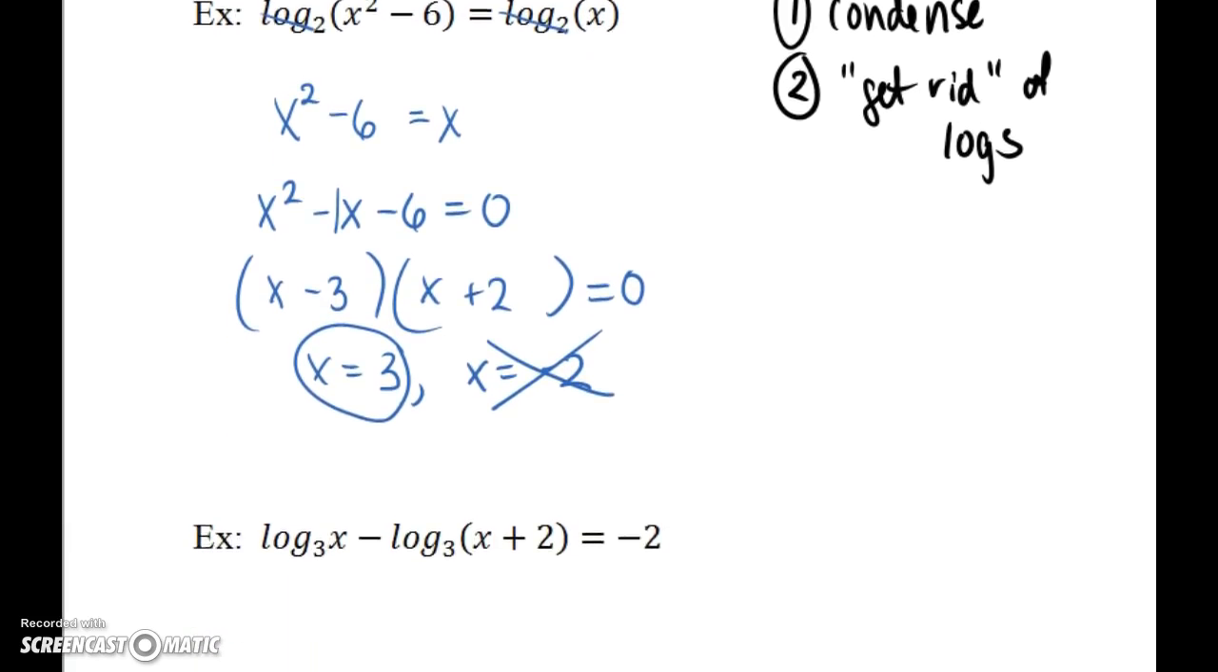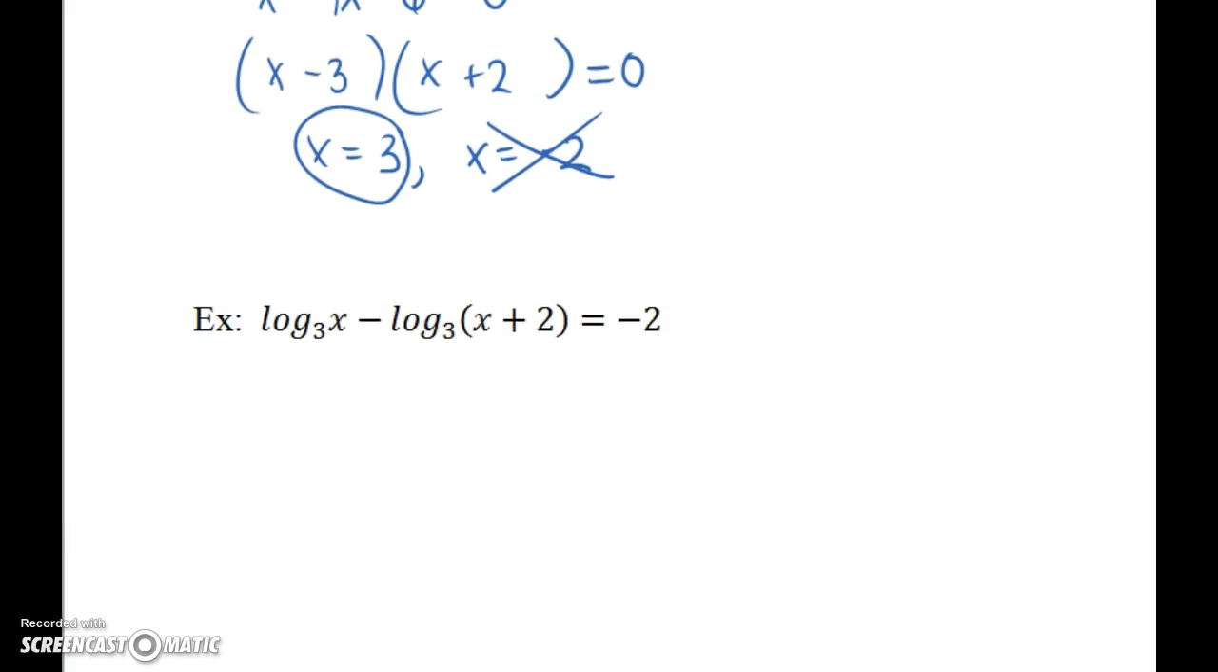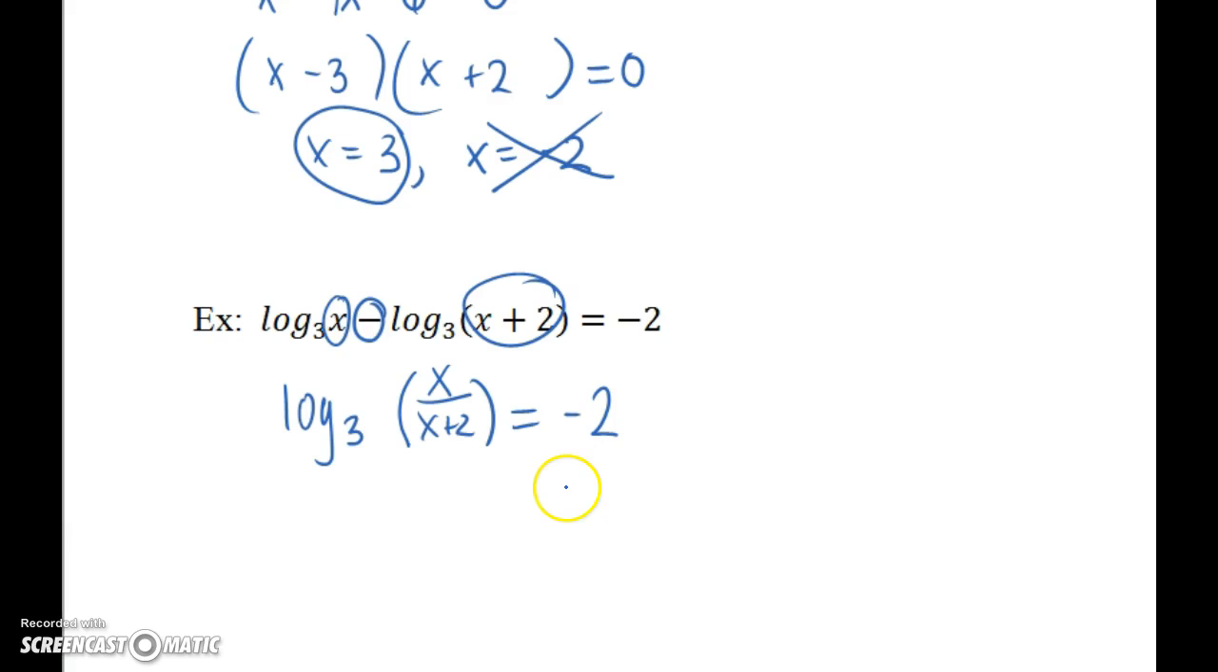All right, let's take a look at this next example. So again, let's condense if possible. Well, here we have the subtraction of two logs. So when you're subtracting two logs, you can condense by division. That's our quotient rule. Look at the standard 6.7 video if you need more help with that. So the quotient rule says, hey, we can condense by dividing our argument. So we're going to divide the x and the x plus 2. Alright, so we condensed, and the next step is to get rid of our log.